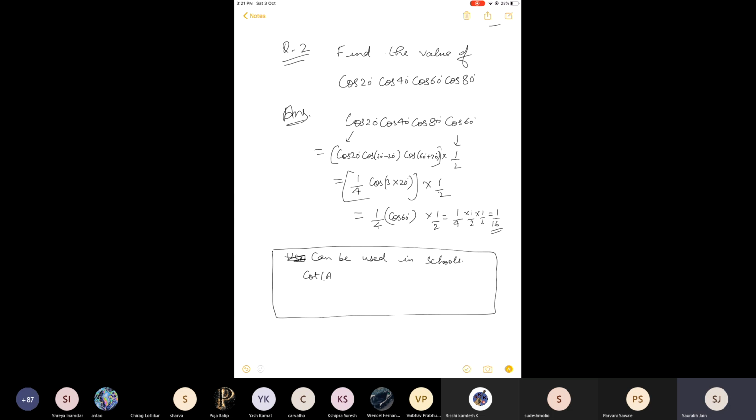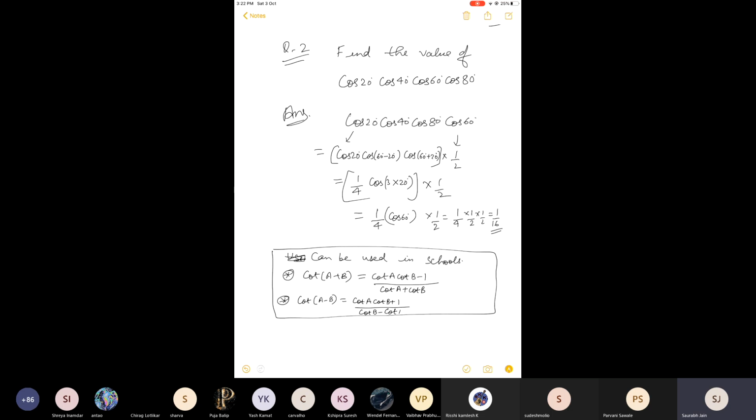Actually, I forgot. They were supposed to be told after tan A plus B and tan A minus B only. So let us write the formula. First is cot(A plus B). Cot(A plus B) is cot A cot B minus 1 upon cot A plus cot B. And next one is cot(A minus B). The formula is cot A cot B plus 1 by cot B minus cot A. Please note the second one.